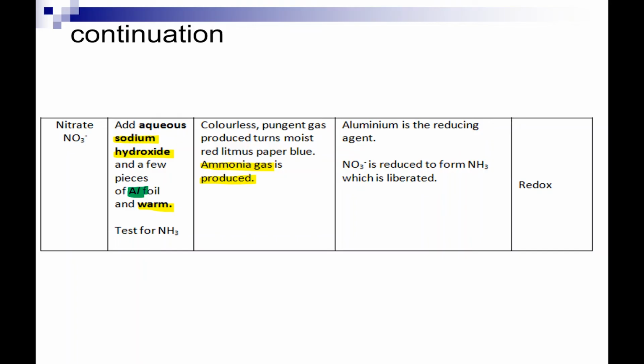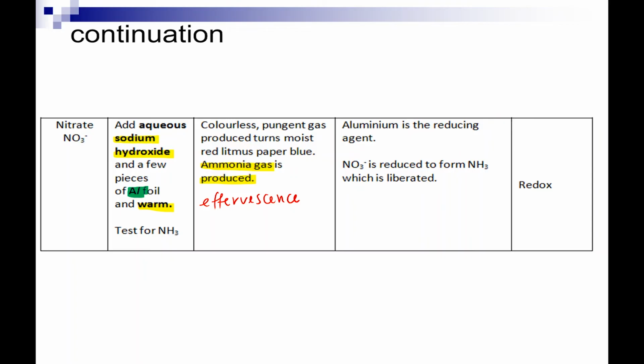So back to the observations. Unlike the test for ammonium ion, this reaction will actually produce effervescence. This reaction is quite vigorous, so you want to be careful when you're heating it. The effervescence may cause the solution to shoot out from the test tube.